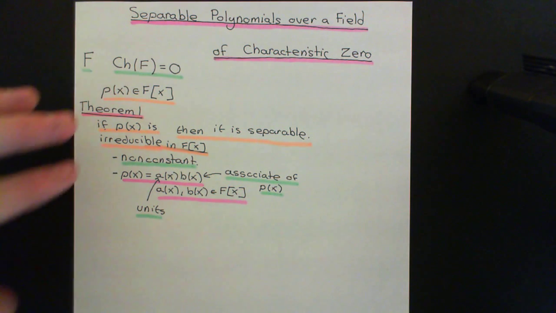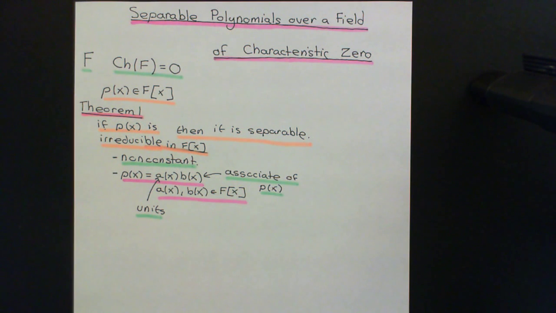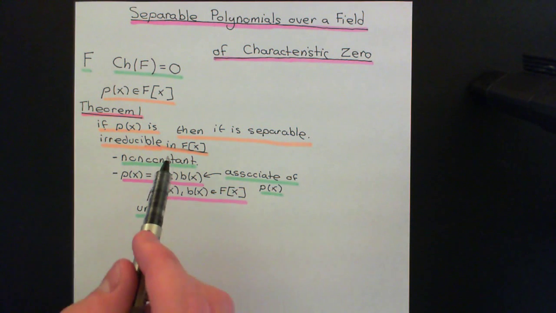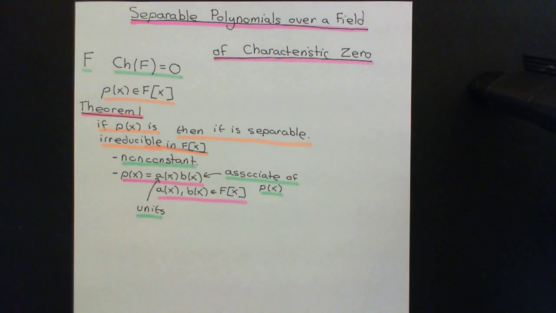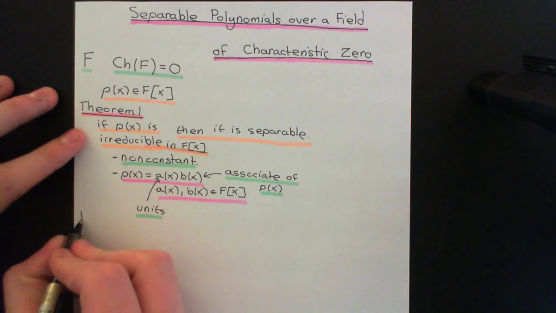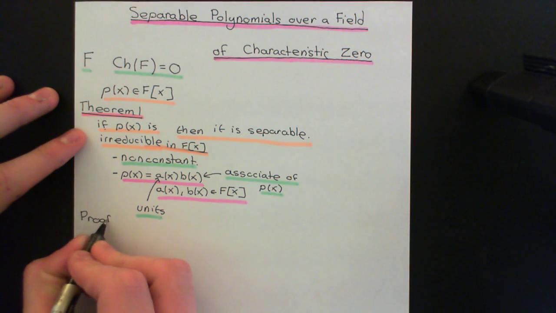Okay, so that's a reminder of what it means for p of x to be irreducible. The claim is now that if indeed this polynomial is irreducible in the ring of polynomials over the field capital F, then you can instantly conclude that it's separable. Now, how are we going to prove that? Well, let's actually see the proof now. So, here comes the proof.